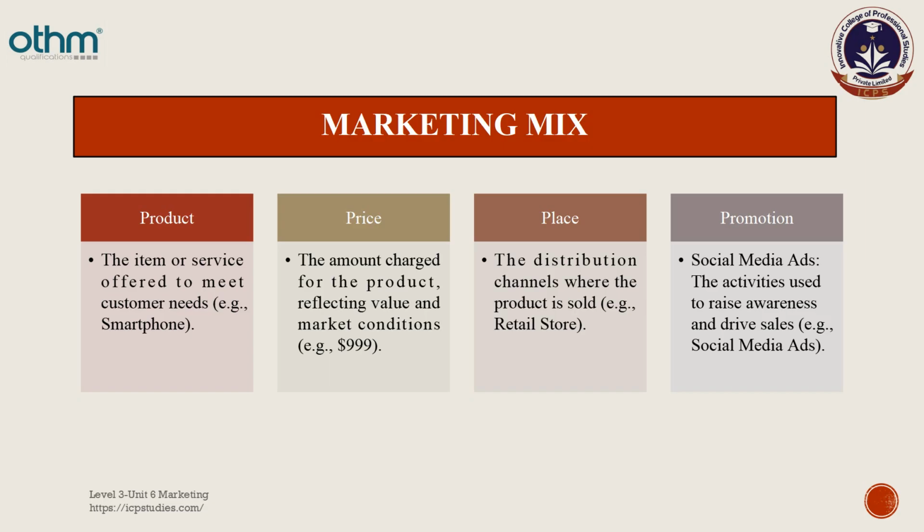Then we have place. Place is basically the distribution channels where the product is sold. For example, any retail store where mobiles are sold. The fourth marketing mix component is promotion. These are basically different social media ads and activities that are used to raise awareness and drive the sales. For example, different social media advertisements.